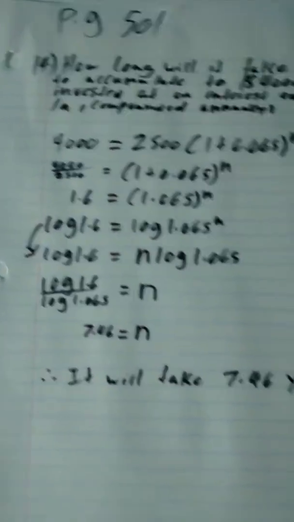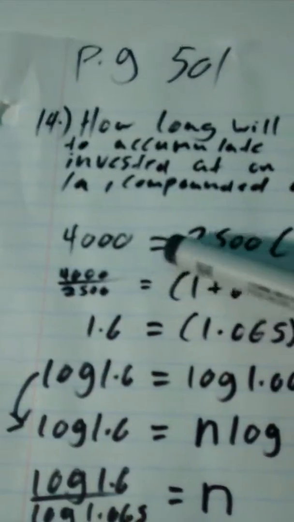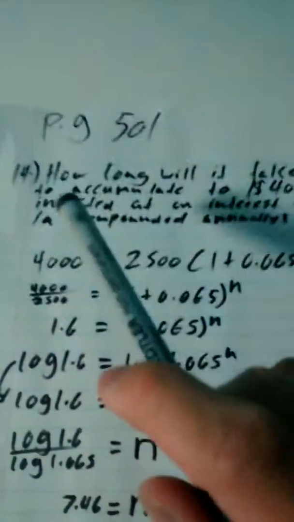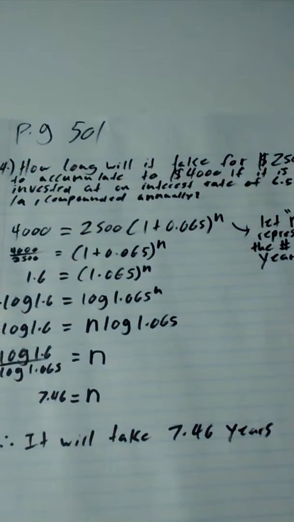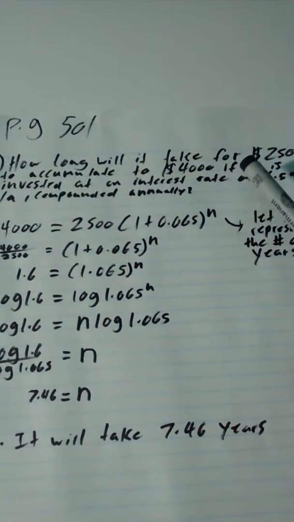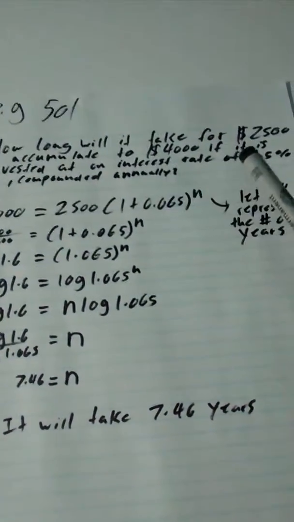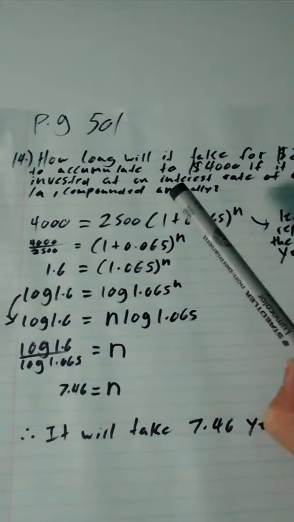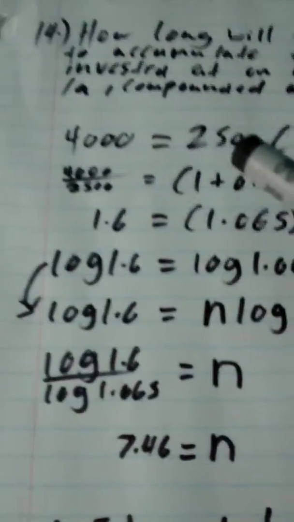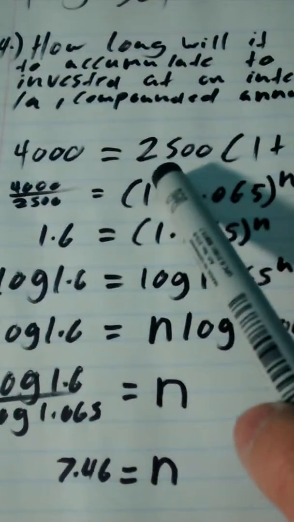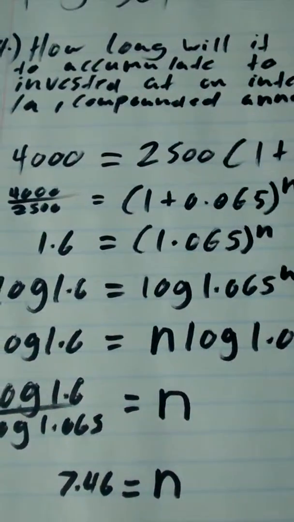Okay, sorry about that. Alright, so I'll just restart. So question 14. I guess I'll start with the question. How long will it take for $2,500 to accumulate to $4,000 if it is invested at an interest rate of 6.5% compounded annually? So we know that we want $4,000 and that we have $2,500 as the initial amount.